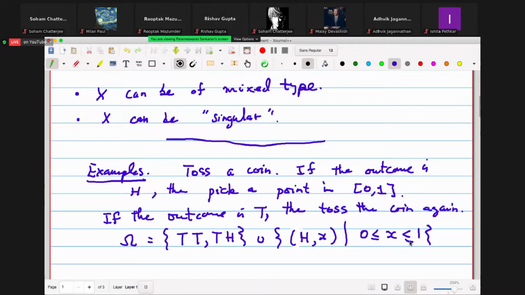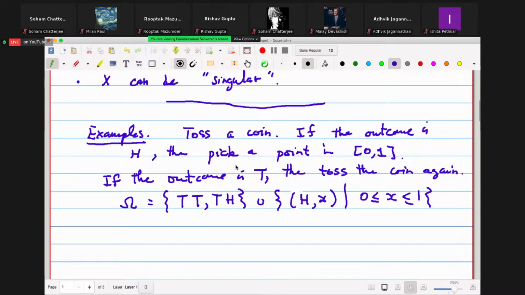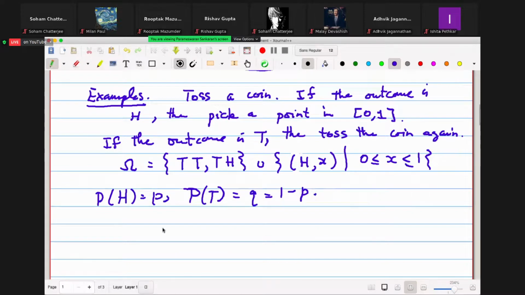And what are the probabilities associated with this? Suppose a coin toss, of course the same coin is tossed. Probability of H is equal to P, probability of tail is, of course, Q, which is 1 minus P. We have been using this notation. And what about choosing a point belonging to an interval? Let us say that is uniform probability.